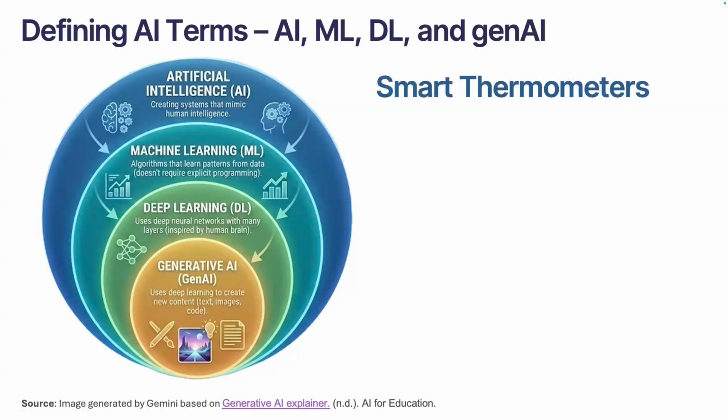And a more modern example, which we now think of as simple, but not when they first came out, is smart thermometers. The next term is machine learning, and it is a subset of AI.